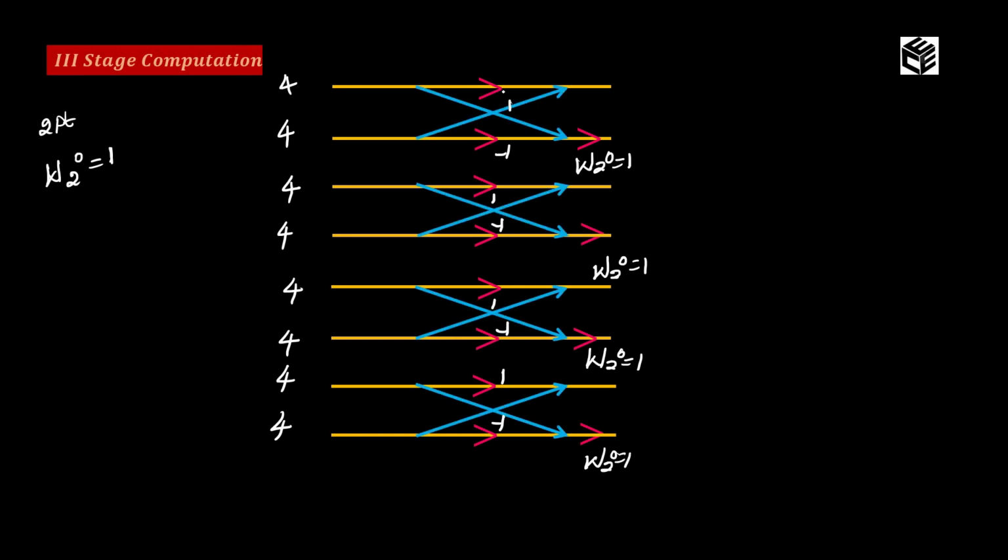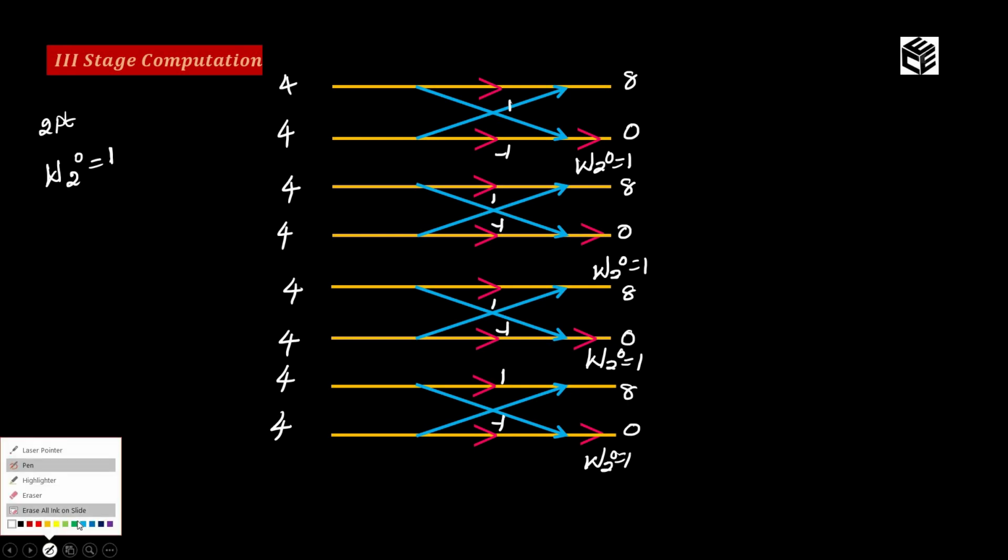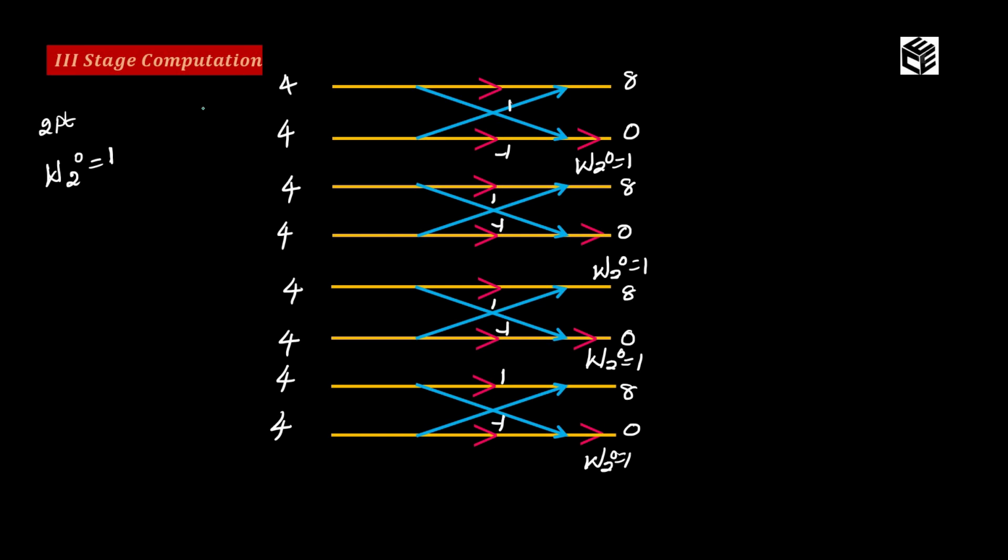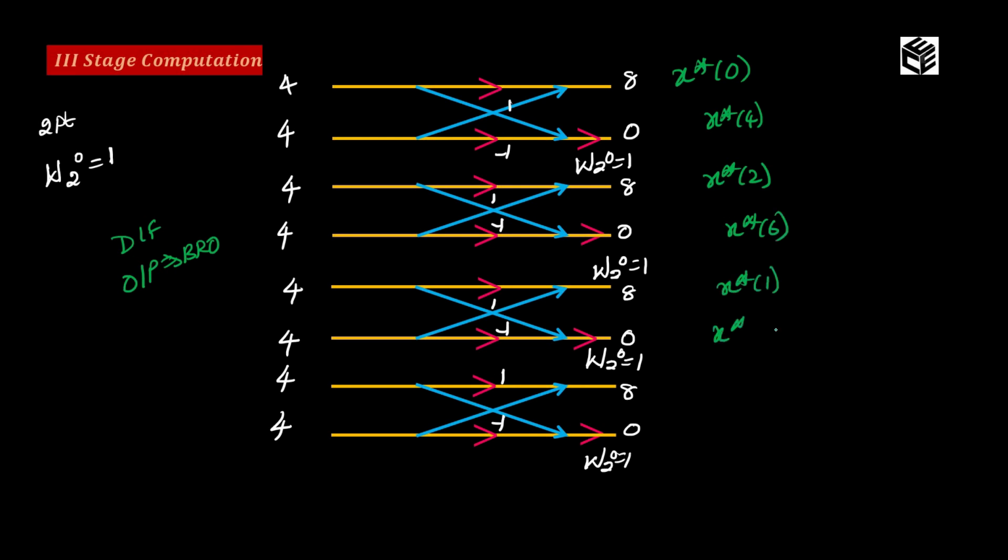Now I am going to connect the crossed lines between all the two set values. I am going to find the output of the first line. 4 plus 4 is 8. This is 0, 8, 0, 8, 0, 8 and 0. So this is a DIF algorithm. So in the DIF algorithm, the output is in bit reversed order. So my output will be X conjugate of 0, X conjugate of 4, X conjugate of 2, X conjugate of 6, X conjugate of 1, X conjugate of 5, X conjugate of 3 and X conjugate of 7.